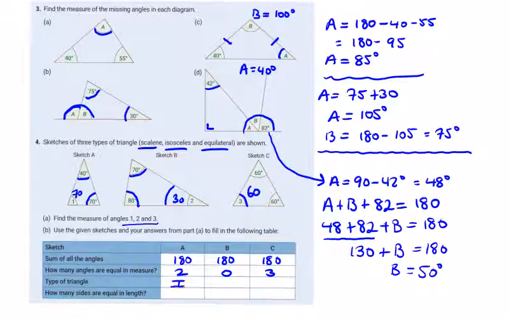Type of triangle. I'm just going to give it its first letter here. I for isosceles. B is scalene. And C is equilateral. And how many sides are equal in length? It's going to be the same as the angles: 2, 0, and 3.